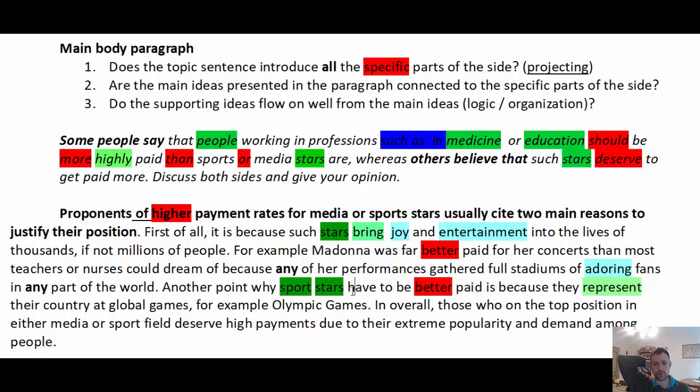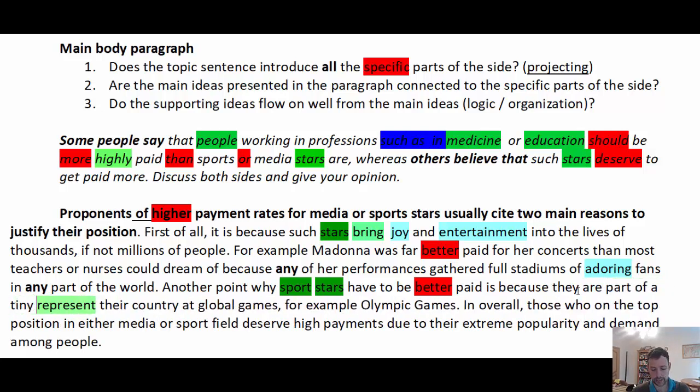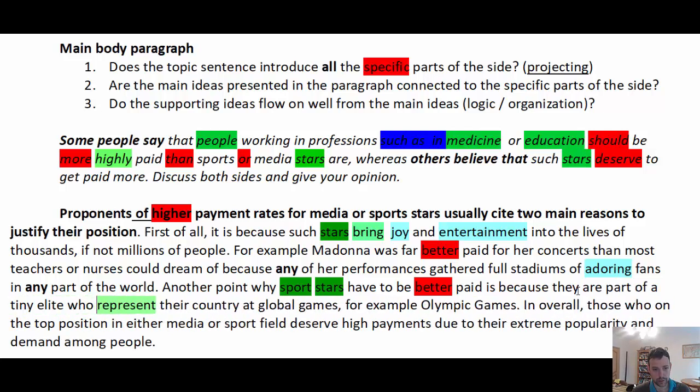Let's think about how that works. Sports stars have to be better paid because they represent their country at global games. So they are part of a tiny elite who represent their country. Okay, so it's not a lot more information, but it's a little bit more information that pushes the argument more. Yeah, they are part of a tiny elite who represent their country at global games. For example, the Olympic Games.